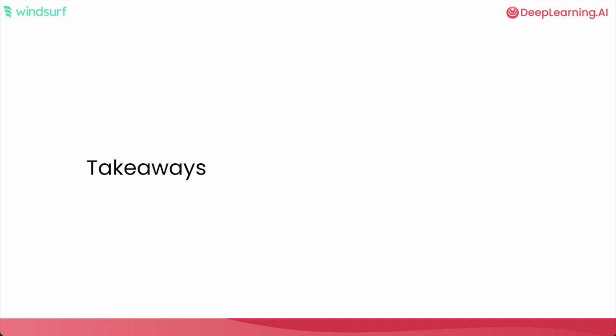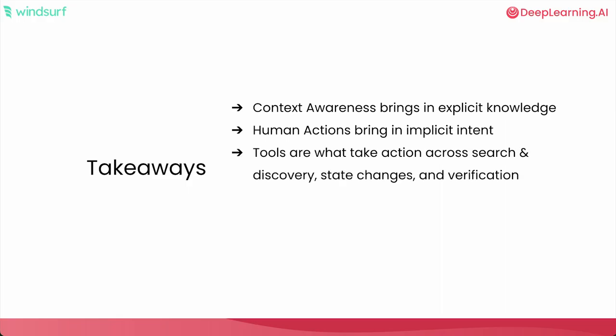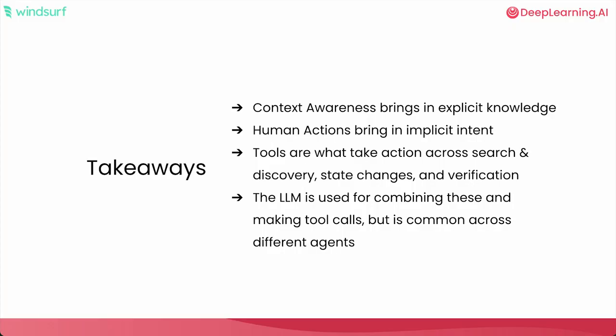So just some final takeaways. Context awareness brings in explicit knowledge. Human actions will bring in the implicit intent. The tools will then take actions, combining this explicit knowledge and the implicit intent, and it will do this across search and discovery, making changes to state, and verification. And then at the end of the day, the LLM is used for combining all of these to choose the right tool calls to be making at the appropriate times. But this is common across different agentic systems today.